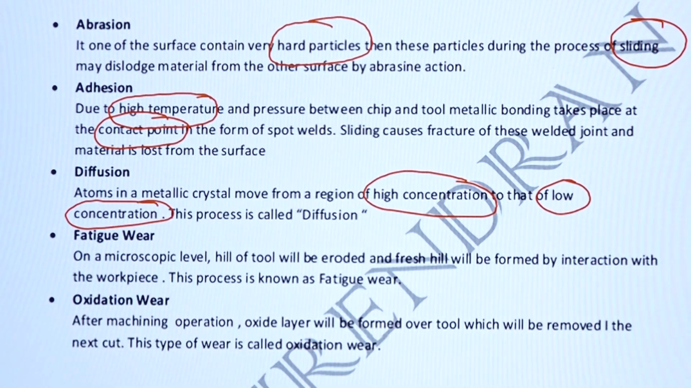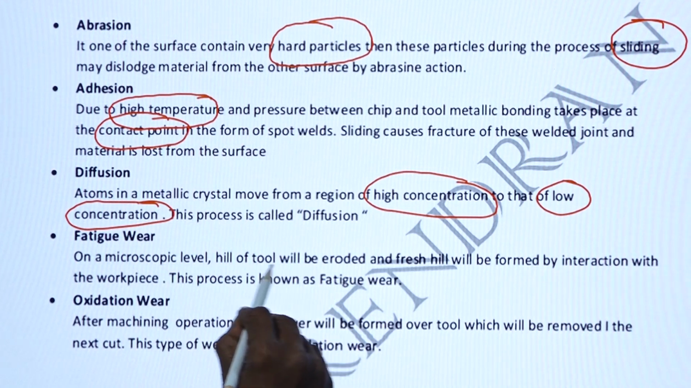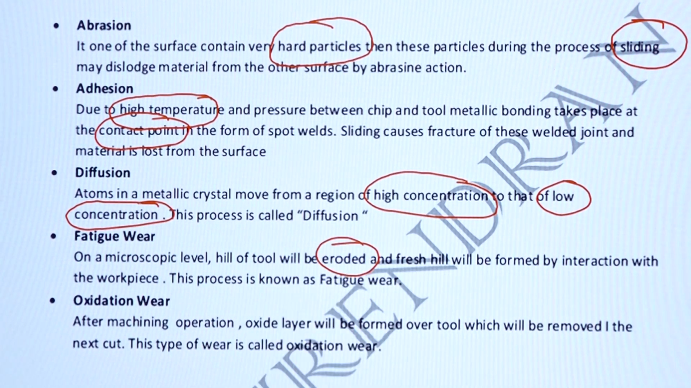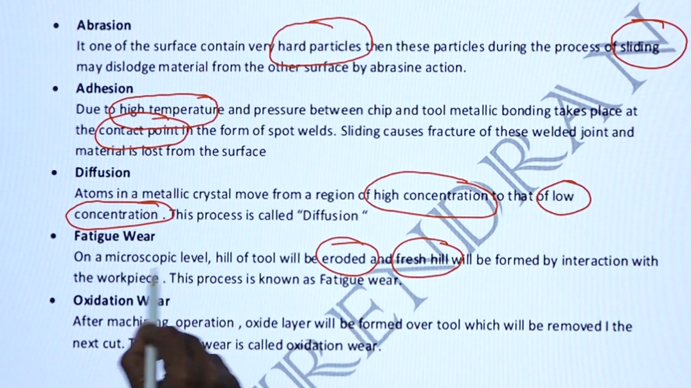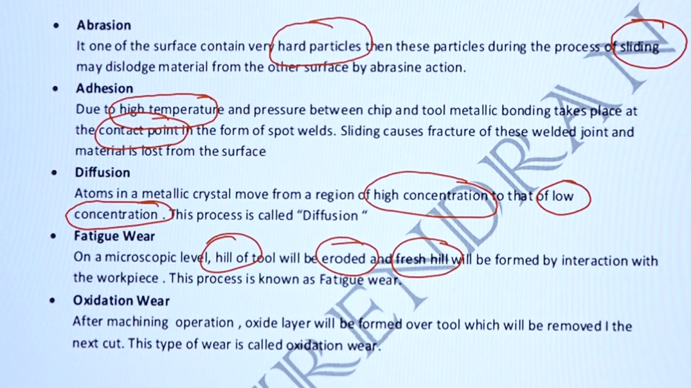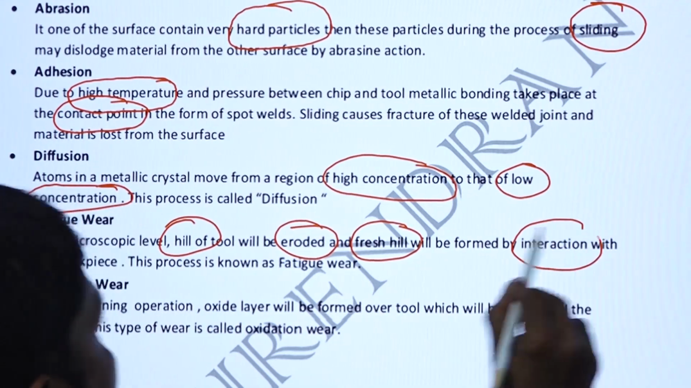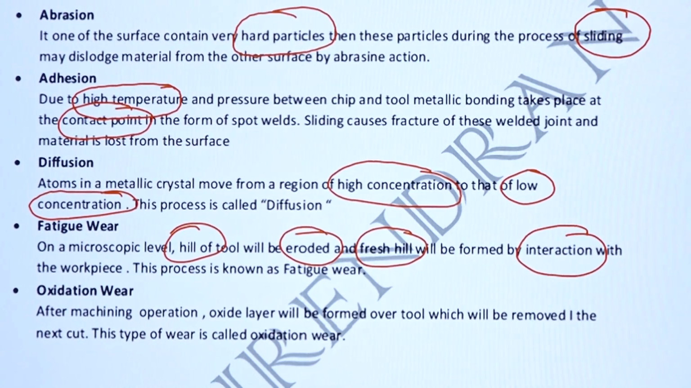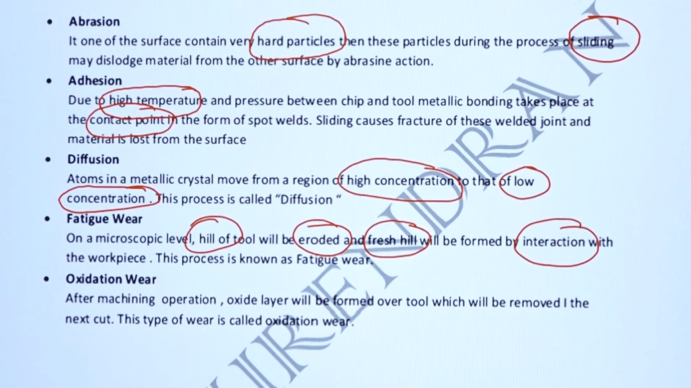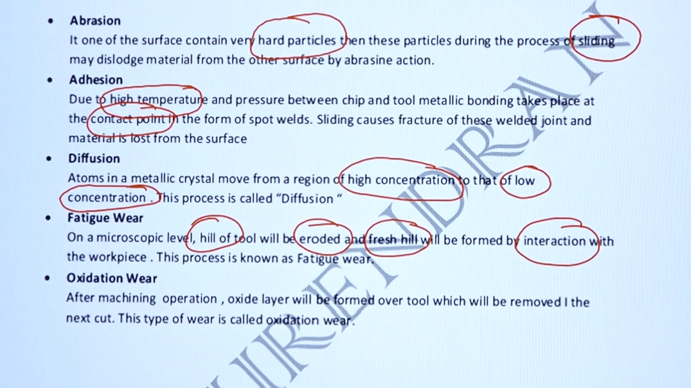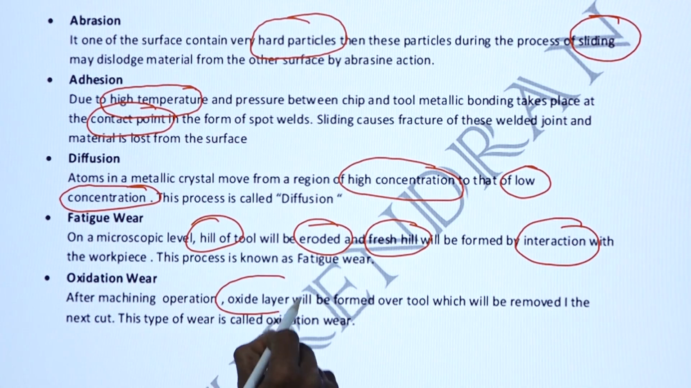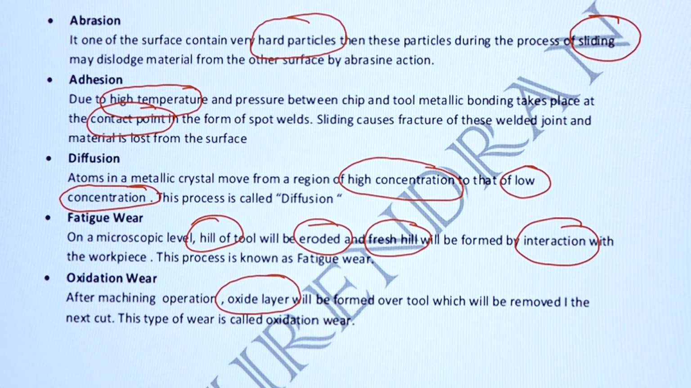And diffusion: atoms in the metallic crystal travel from the region of high concentration to the region of low concentration. Fatigue wear: on the microscopic level, the yield of the tool is eroded and a fresh surface is formed through interaction with the workpiece. During the interaction between tool and workpiece, fatigue wear takes place. Oxidation wear is caused by the oxide layer, which is removed by the next cut.